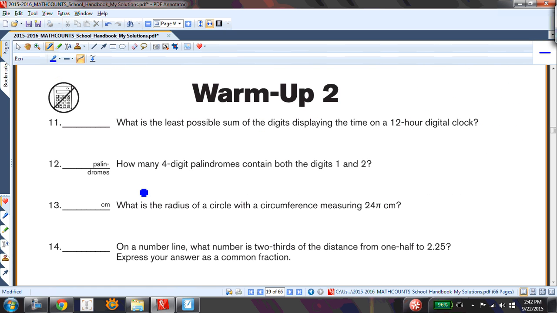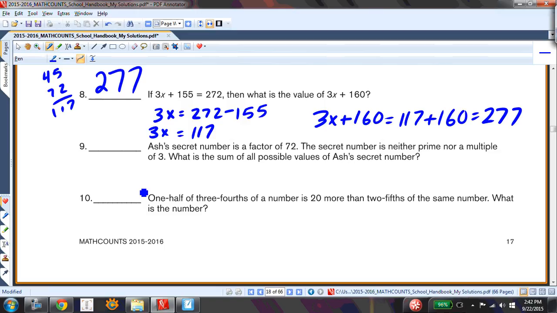Ash's secret number is a factor of 72. The secret number is neither prime nor a multiple of 3. What is the sum of all possible values of Ash's secret number? All right, well, let's see. The prime factors of 72 are 2 times 2 times 2 times 3 times 3. So I know that these are the factors of hers. And I know that it's neither prime nor a multiple of 3. So I can get rid of anything here.